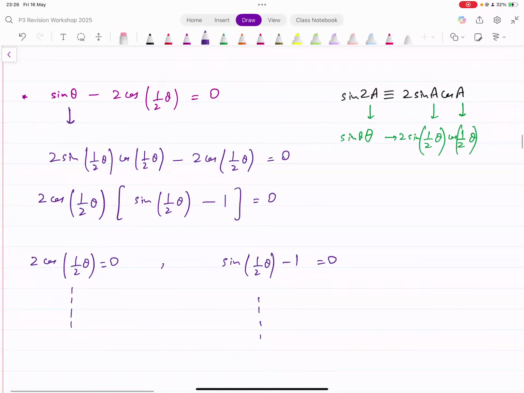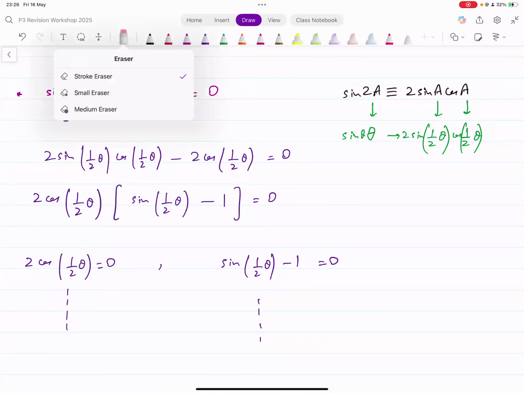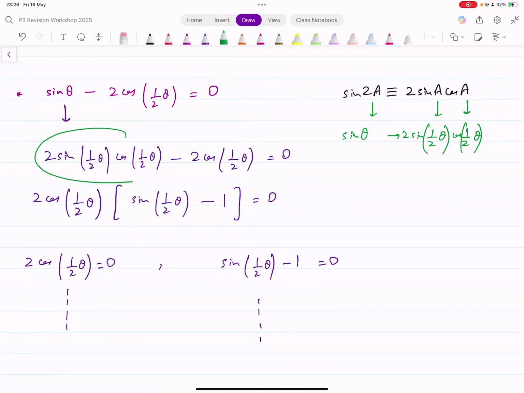We can say sine theta, using this double angle identity, we could write sine theta as 2 sine of half theta into cos of half theta. So it's written like this. And then you take 2 cos half theta common there. You get this equation, you get another equation, you solve these two separately, and you get the result from that.